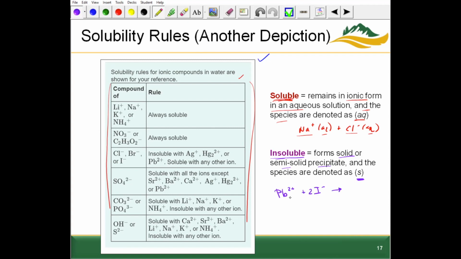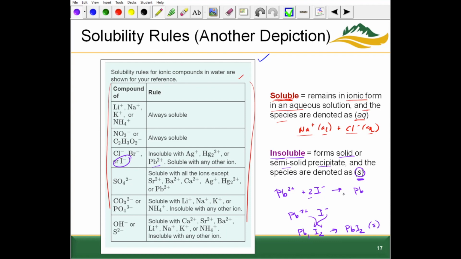So for example, we had lead and iodine. I wanted to make this balanced here, to show this written out. If we do the cross method, then this is Pb with 1 and I with 2. So then this simplifies into PbI2. Using this chart, we can also see when we have iodide ions present, the rule is that these ions are insoluble with silver, mercury, or lead. So this is insoluble, meaning we need to denote this with an (s) here.